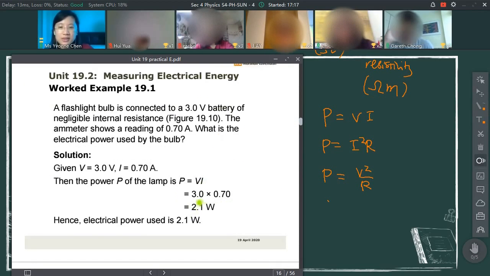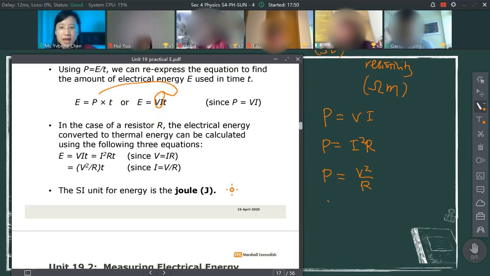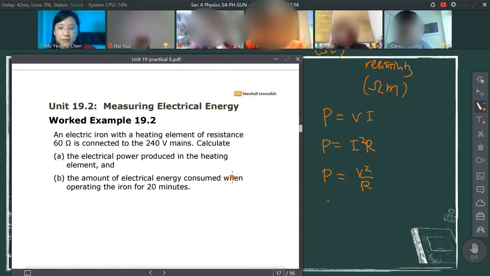This is a very simple example of how you calculate the power given V and I. The flashlight bulb is connected to the battery, that's the current. So it's just a direct application of the formula. Power equals V times I. That's it. Then we'll look at our next part. Energy equals power multiplied by time. Power we can write as the product of V and I, so energy is V times I times T. And the SI unit for energy is joule. That's what we learned in Secondary 3 as well, so I'll quickly cover this part.